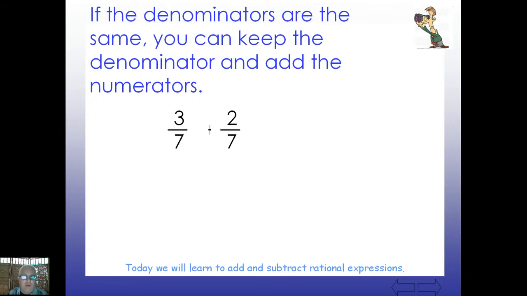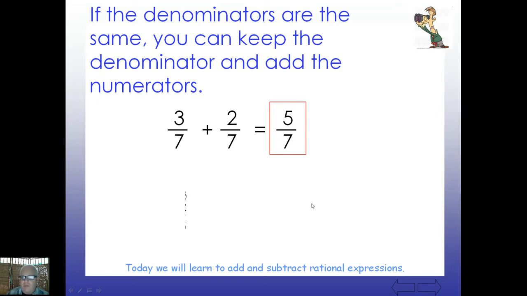If the denominators are the same, you can keep the denominators and add the numerators. So how about this? 3/7 plus 2/7. Denominator is the same, add the numerator. 3 plus 2, of course, being 5. Nice and simple, 5/7 is our final result.